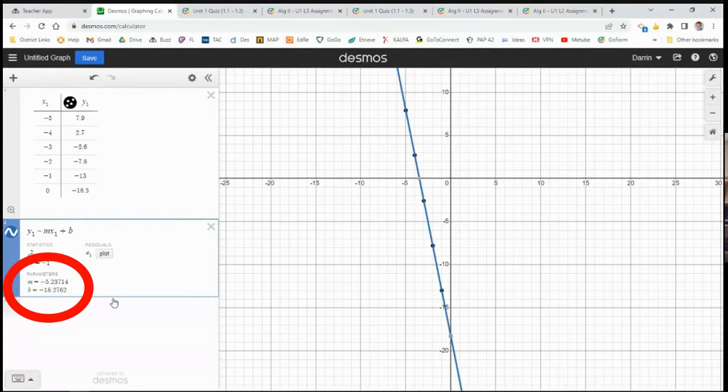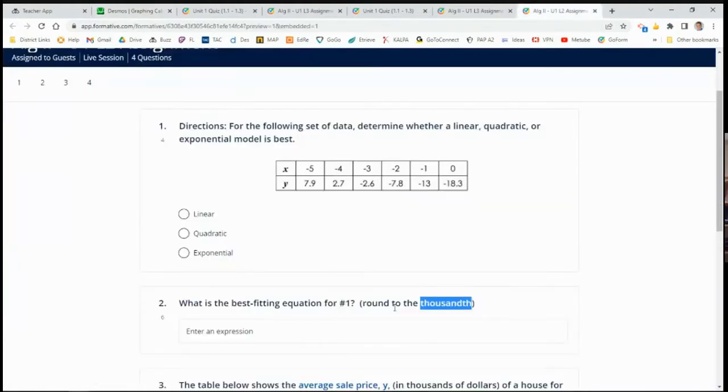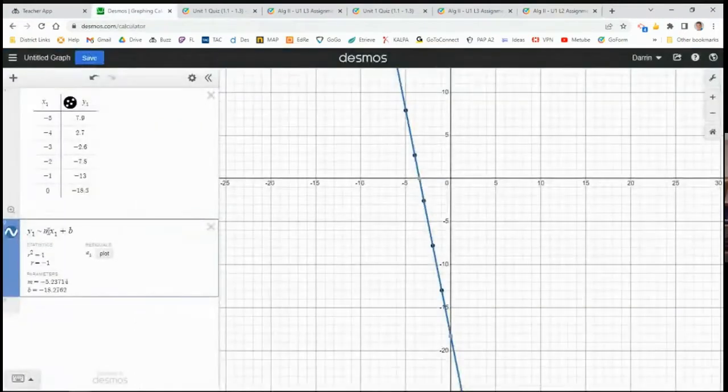So the m is -5 point, remember it said thousandth, 3 decimals, 237, because the 1 is going to make that 7 round down. And then the b is -18.276, because the 2 is going to make that round down. So don't forget, you've got Desmos right there that can help you fill in that best fitting equation. Once you see that it's linear, ask it for a linear using that little tilde and using the y1 and the x1. There's also a video in Google Classroom that goes over how to do that.